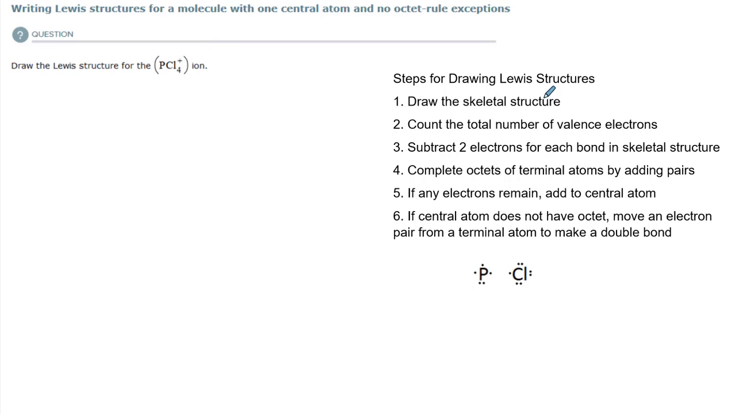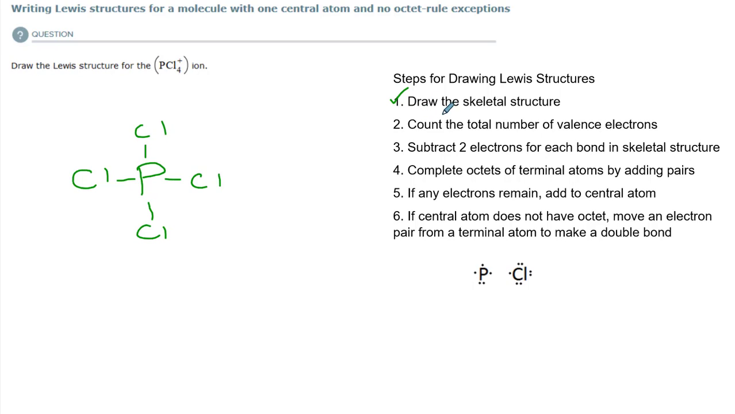So the first step is to draw the skeletal structure, or just the general layout of where these atoms are going to be in relationship to each other. Generally you're going to put the least electronegative atom in the center, so between phosphorus and chlorine, or sorry, phosphorus is going to be in the center. So I'm going to draw a phosphorus in the center, and then I'm going to draw the 4 chlorines around it, just one on each side for simplicity. And I'm just going to draw a bond connecting them. So there is my skeletal structure.